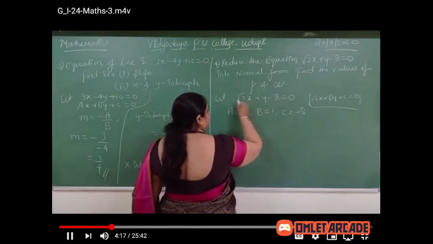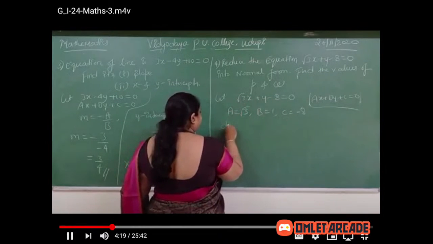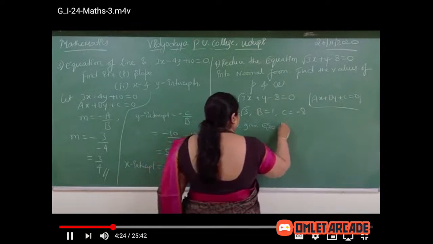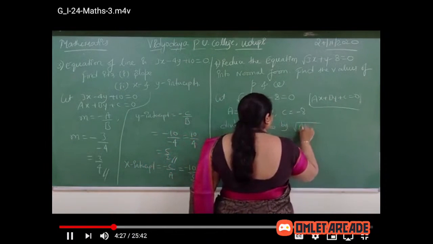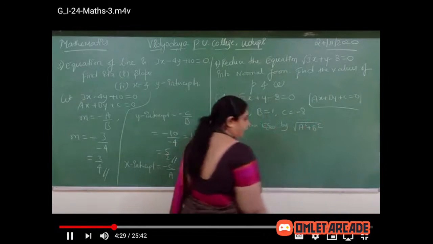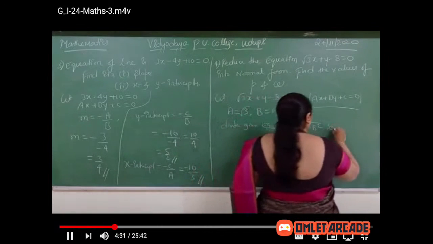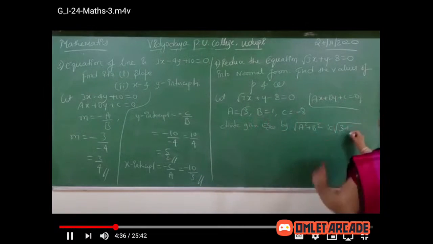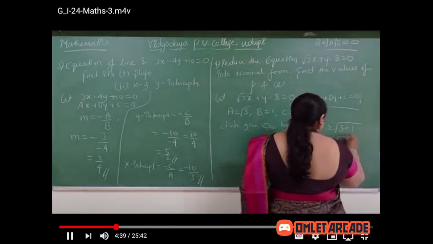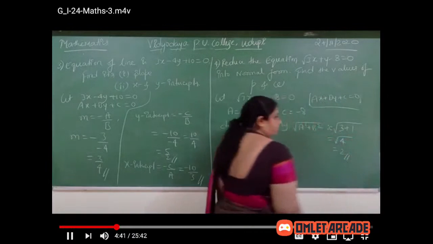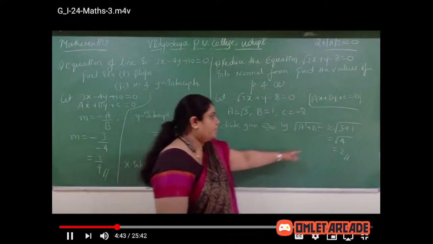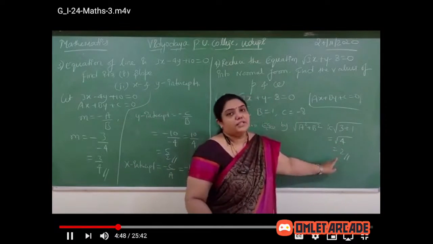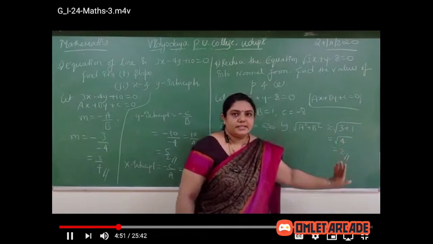Let me divide the given equation by root of a square plus b square. Here, what is root of a square plus b square? A square means root 3 whole square, 3, plus b square means 1. That is root 4. That is 2. Isn't it? Root 4. It is not plus or minus root. So it is not plus or minus 2. It is root 4. That is 2.